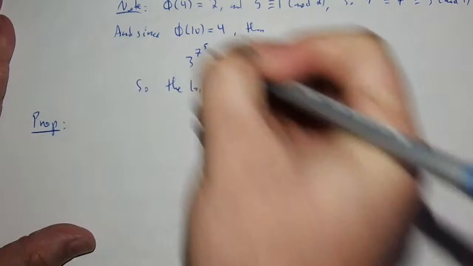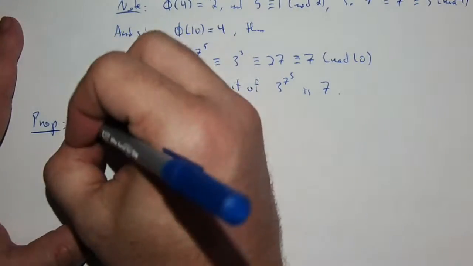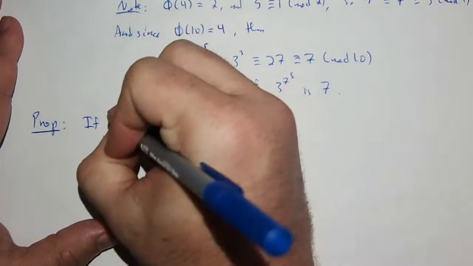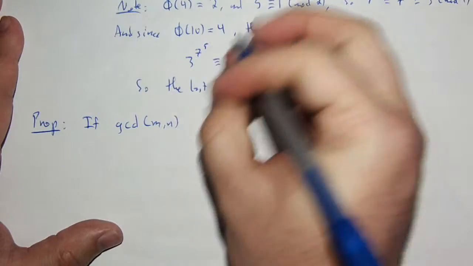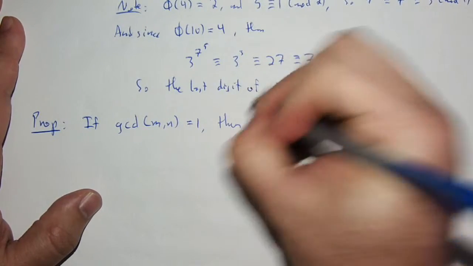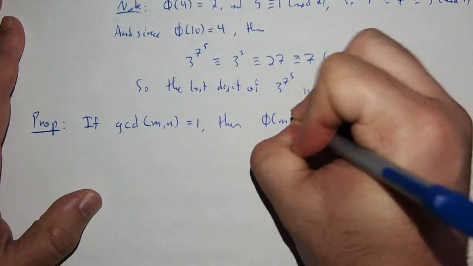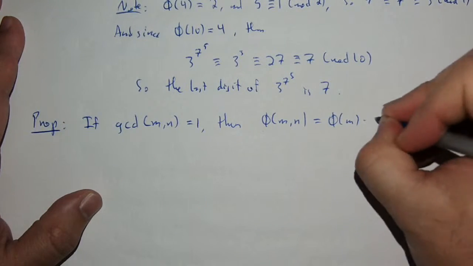Last thing I wanted to do in this section is return to that proposition at the beginning that is very important. If the GCD of positive integers m and n is 1, then phi of mn is phi of m times phi of n.